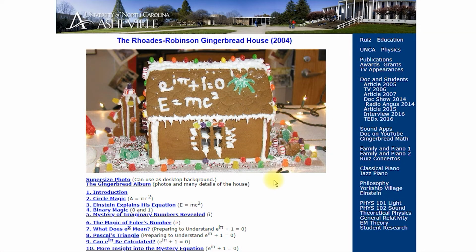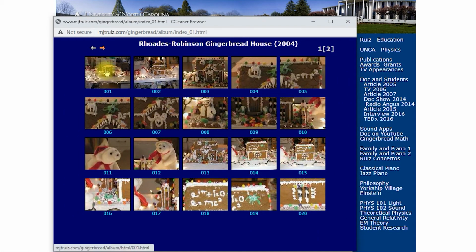Here is the Rhodes Robinson gingerbread house. It was a competition in 2004, which group could make the best house, and the Rhodes Robinson group, the math and the physics folks, sciences, atmospheric sciences, chemistry, the science building basically won the prize. And here we have a very important formula that we're going to be looking at today, and that's e to the i pi plus 1 equals 0 and E equals mc squared. And you might enjoy the album here. We're going to open up the album and go visit.